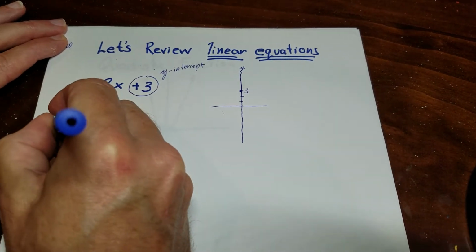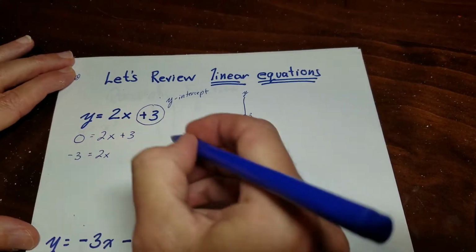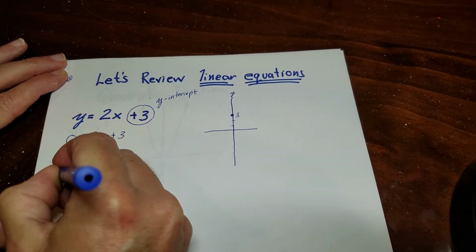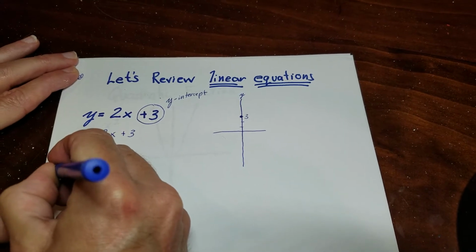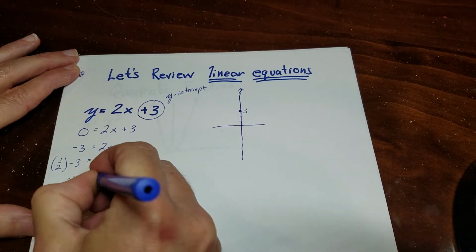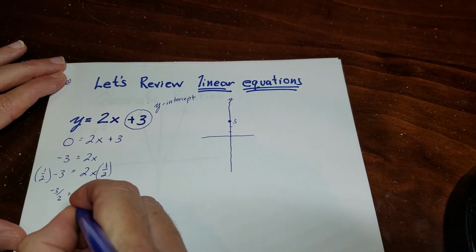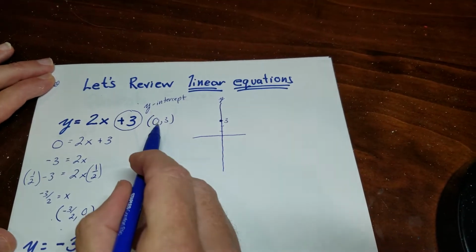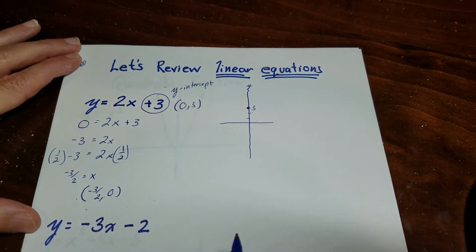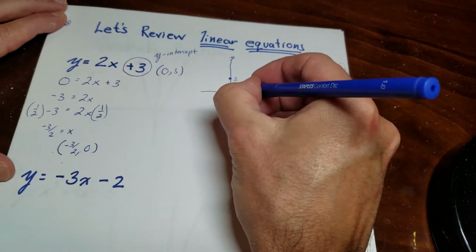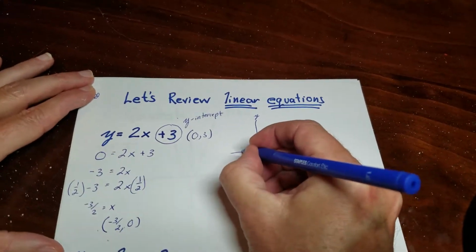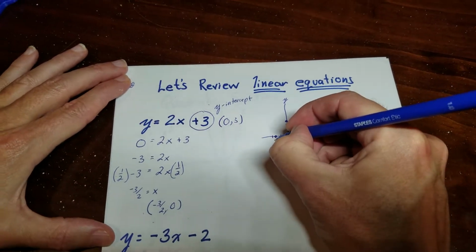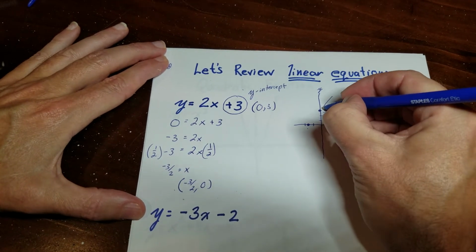You do additive inverse with the 3, and then you do multiplicative inverse with the 2x, and you end up with negative 3 over 2 is equal to x. And you write that as an ordered pair. So the y-intercept is (0, 3), and this is now (negative 3 over 2, 0), which would be about here. If we connect our x-intercept to our y-intercept, then we have the line.